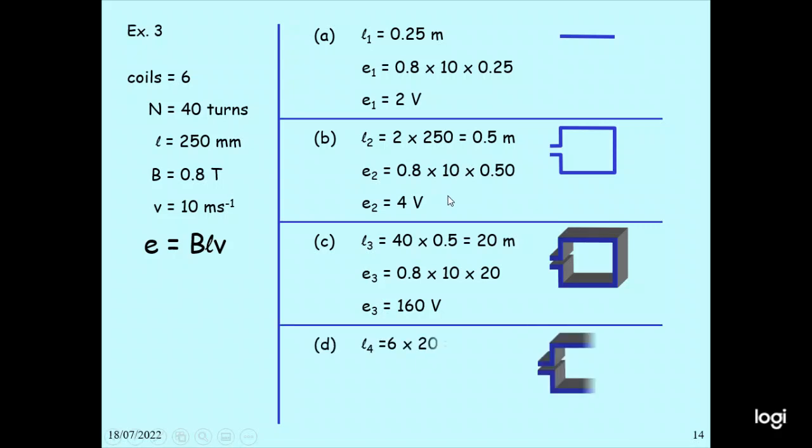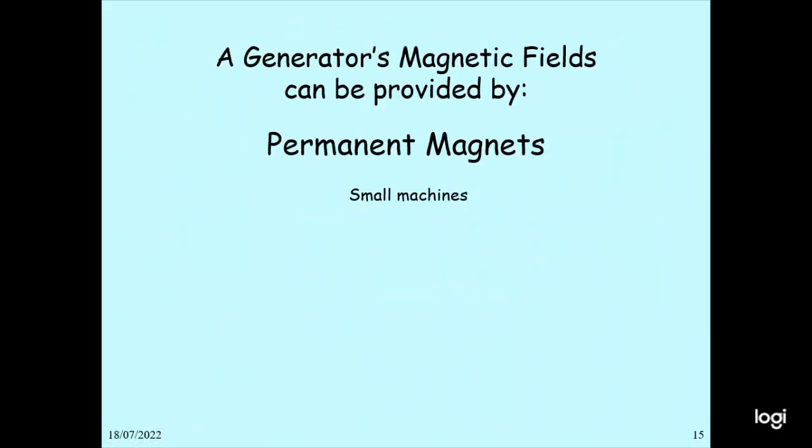The magnetic field can be provided by the permanent magnet for the small machine or the electromagnet for the large machine. Generators are classified according to their magnetic field excitation, either separately excited or self excited.